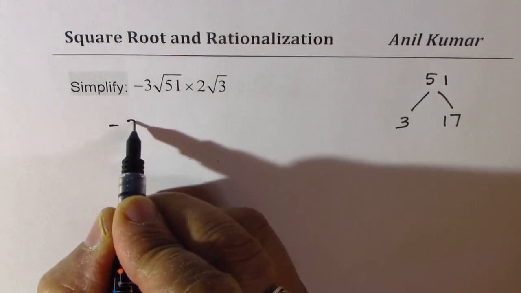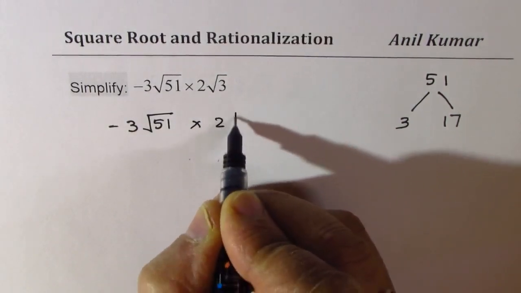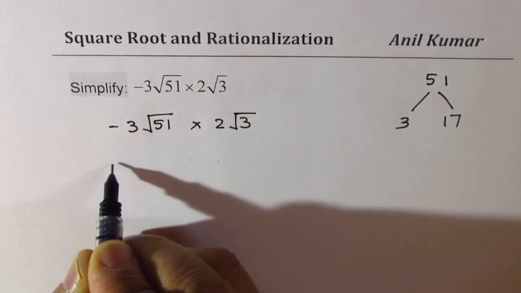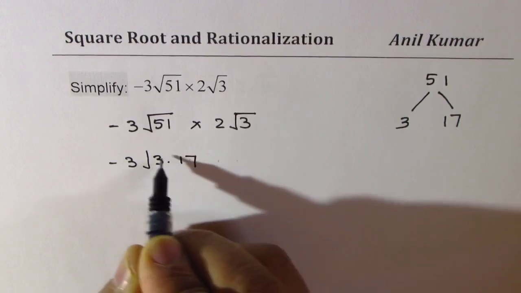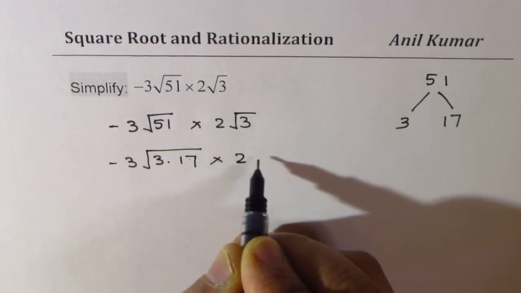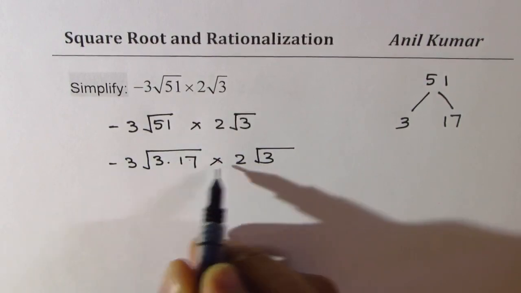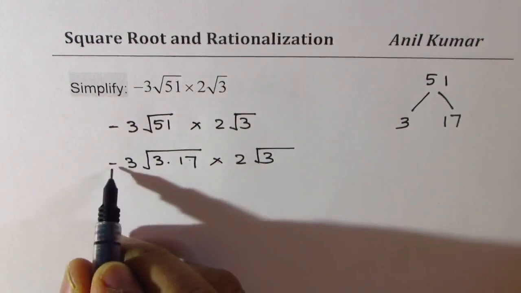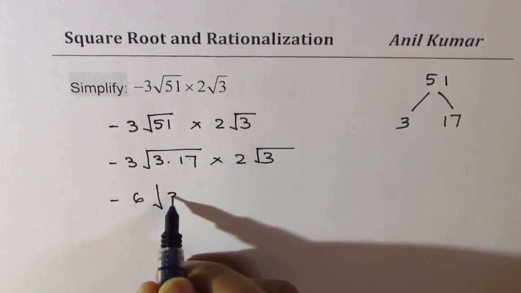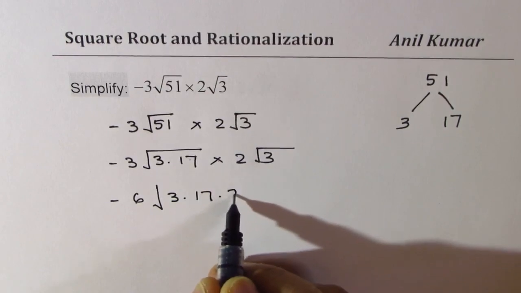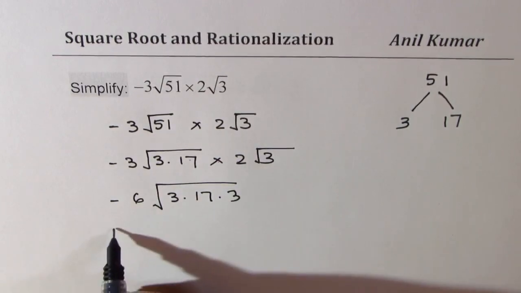So we could begin with minus 3 square root 51 times 2 square root 3. Now 51 could be written as 3 times 17, right? Times 2 times square root 3. Now you have to multiply the outside numbers with the outside numbers. 3 times 2 is 6 with a negative sign. So we get minus 6 here, and inside numbers. So we get 3 times 17 times 3. Now since we have these two 3's, one of them can be taken outside.